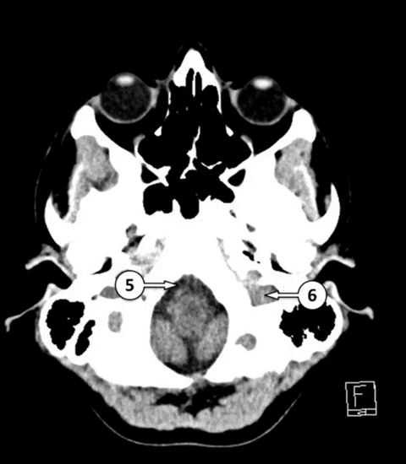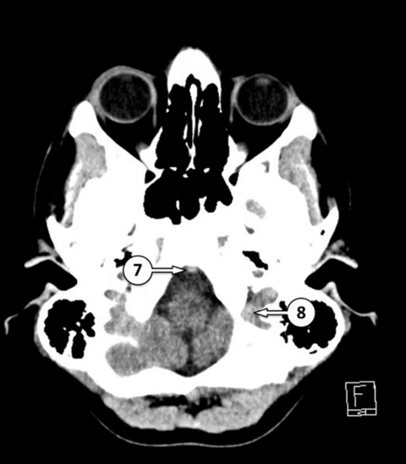We must note that the CT in front of us is non-contrast. If this were contrast images, we would see that the arteries and veins would light up. But this is a non-contrast scan. Number seven, this is the basilar artery. And eight is the sigmoid sinus.